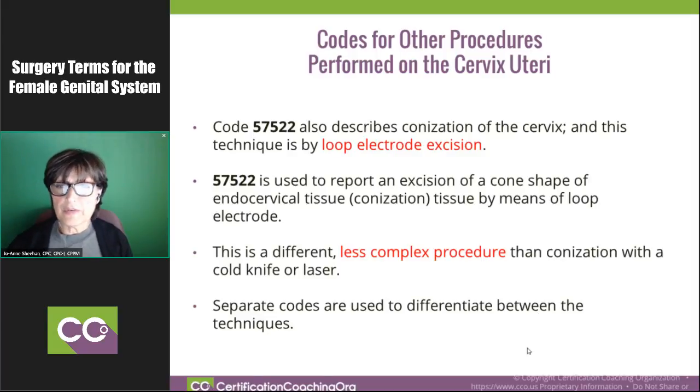The code 57522 describes conization of the cervix, and this technique is by loop electrode excision. It's used to report an excision of a cone shape of the endocervical tissue by means of the loop electrode. This is a different, less complex procedure than conization with a cold knife or laser. Separate codes are used to differentiate between the techniques.